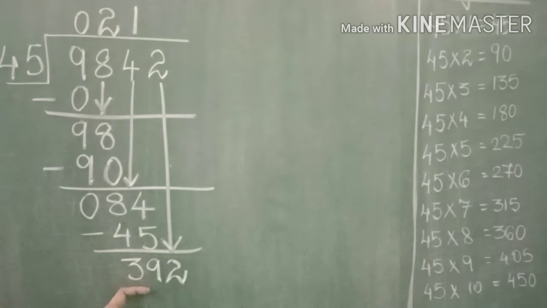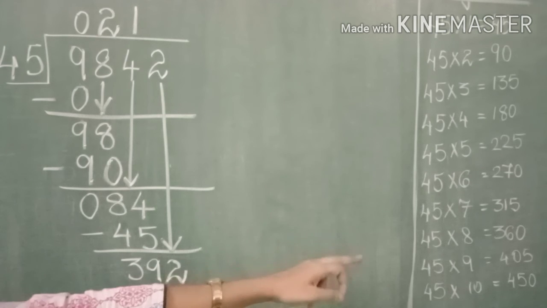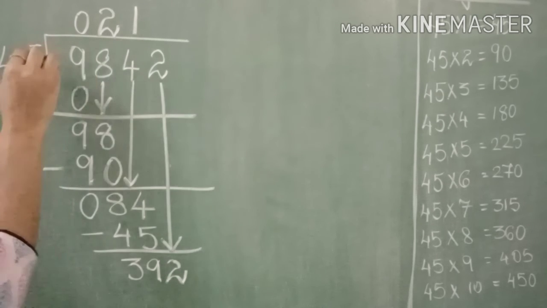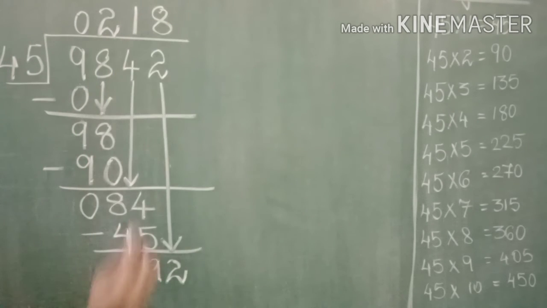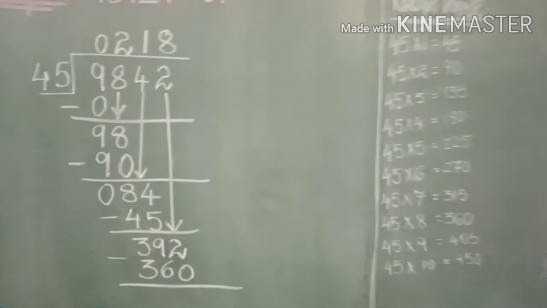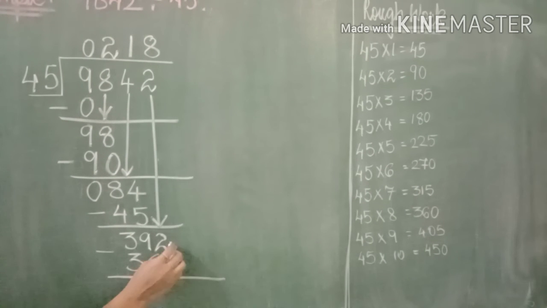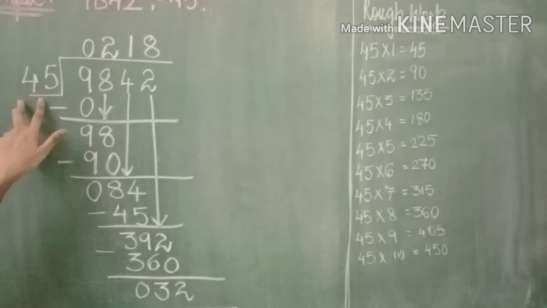We have to check it out. For 392, a lesser number in the 45 table, we can find it out. The answer is 45 8s is 360. So we will be writing 45 8s, 360. And we will get the last answer. What will be the last answer? 2 minus 0 is 2. 9 minus 6 is 3. 3 minus 3 is 0. Now you will know that this is called the divisor, this is called the dividend, this is called the quotient, and this is called the remainder.